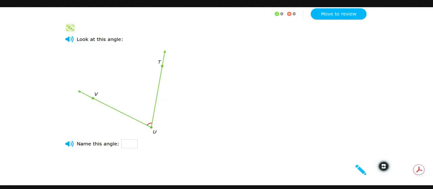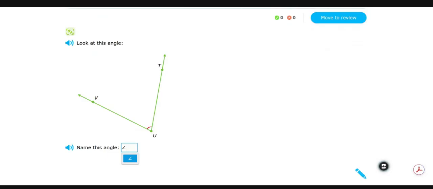NA, naming angles. It says, what is the name of this angle? In this situation, make sure you're always putting the angle symbol and using capital letters. We can name this 3 different ways. Angle U would be totally appropriate since it's just one angle here. We could also name this angle VUT, making sure that the vertex of U is in the center. And then finally, we can name this angle TUV. Same thing. Your vertex must always be in the center. Always one letter or 3 letters when naming angles.